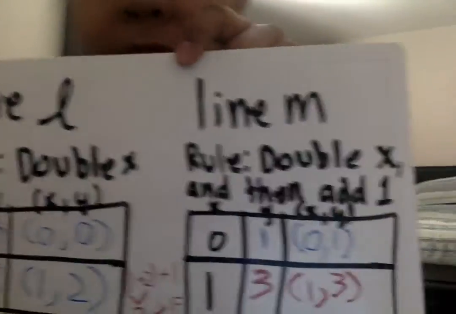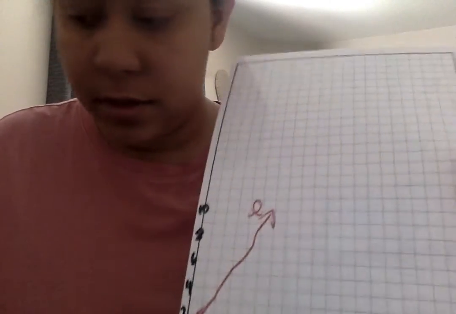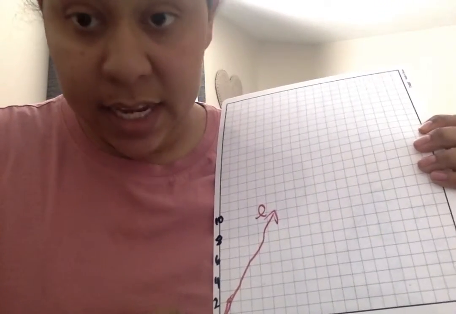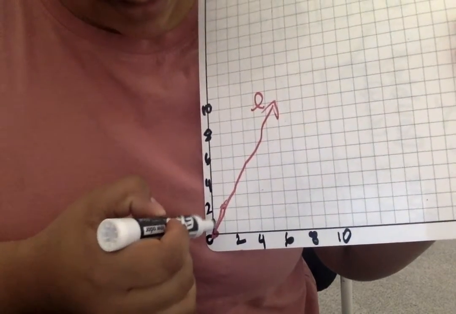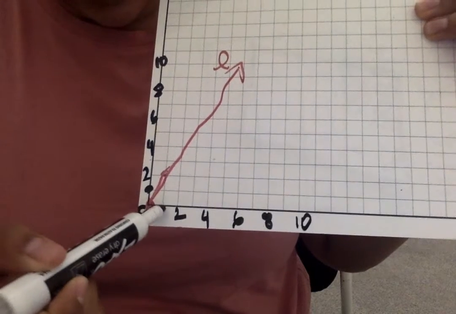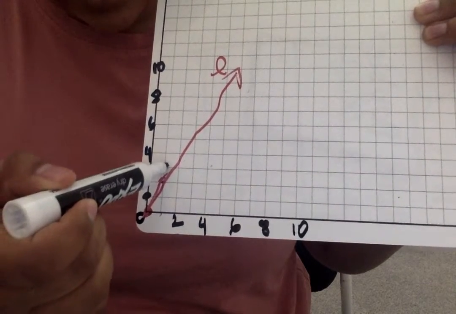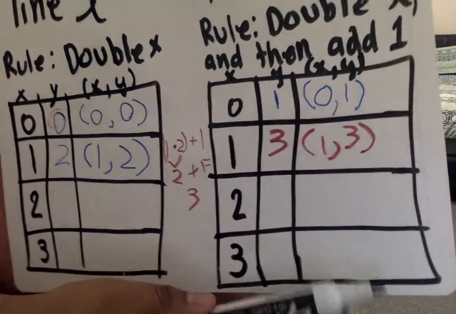Okay, so then you have another line to plug in. So line M, so my first coordinate pairs are 0, 1. I'll use a different marker. So 0 on the x-axis, sorry you can't see that, 0 on the x-axis, 1 on the y-axis. So that would be right there. So then the next coordinate pair would be 1, 3. So 1 on the x-axis, 3 on the y-axis. So right there.